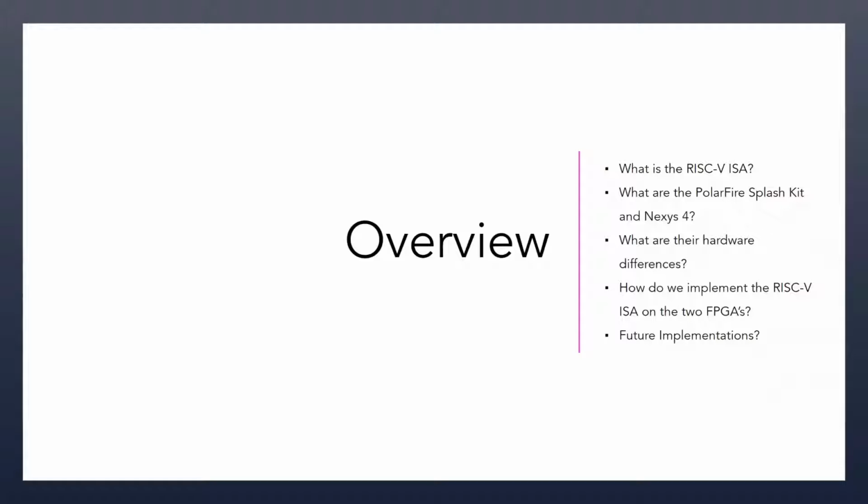So this is the overview of our presentation. We'll be talking about what is a RISC-V ISA, what is a PolarFire Splash Kit and a Nexys4, what are their hardware differences, how do we implement RISC-V ISA on two FPGAs, and also future implementations.